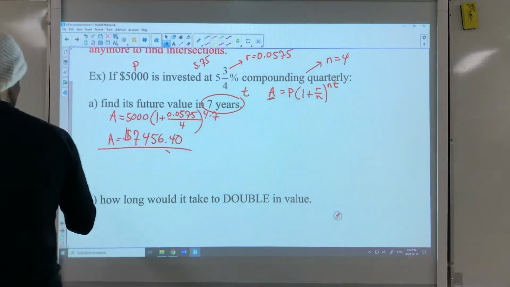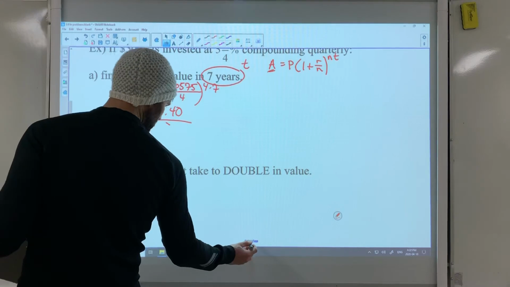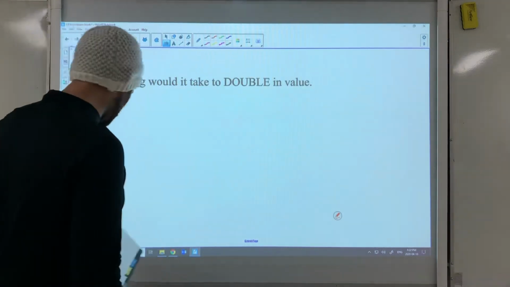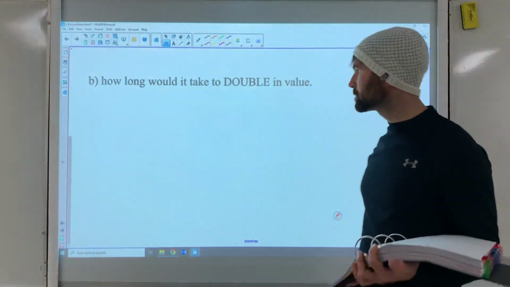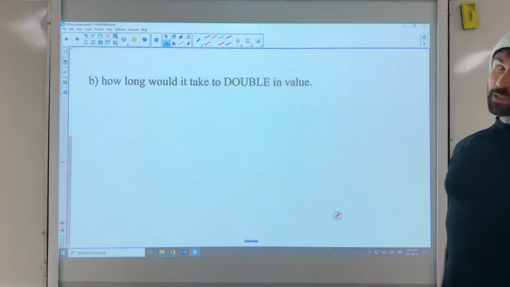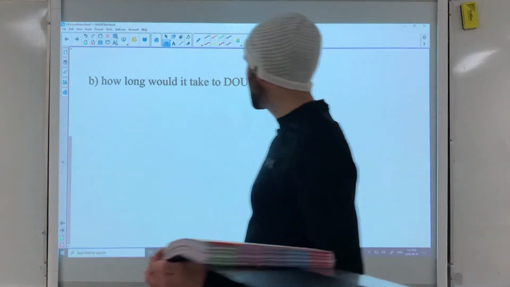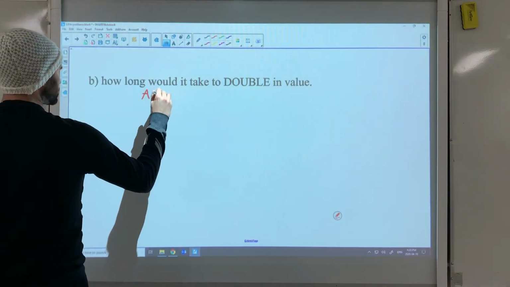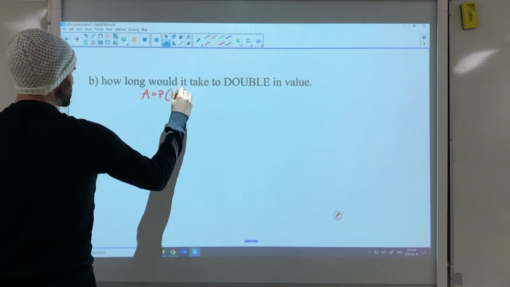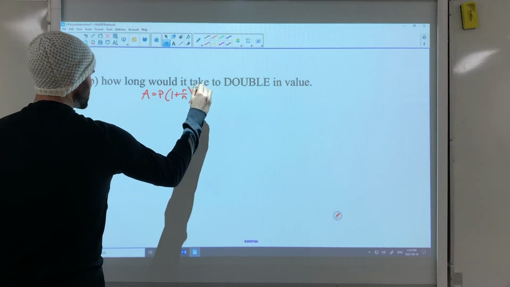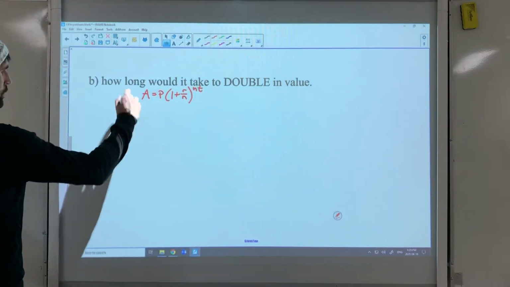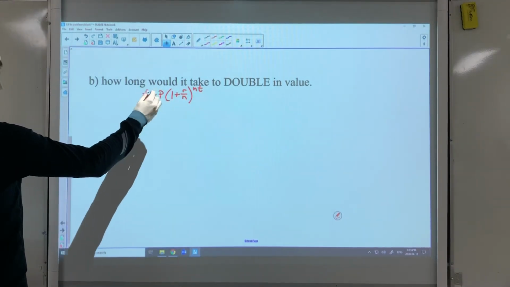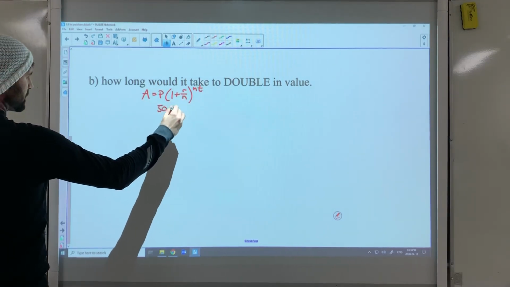Oh, right. Well, what about B? How long would it take to double in value? Now, this is an interesting question because it shows up on the exam sometimes. They don't need to tell you the original amount, okay? If it's going to double in value, then here's your formula. In this case, we know the original amount is 5,000, but I'm going to show you the sneaky way to do this. So normally, the double of 5,000 would be 10,000, okay?